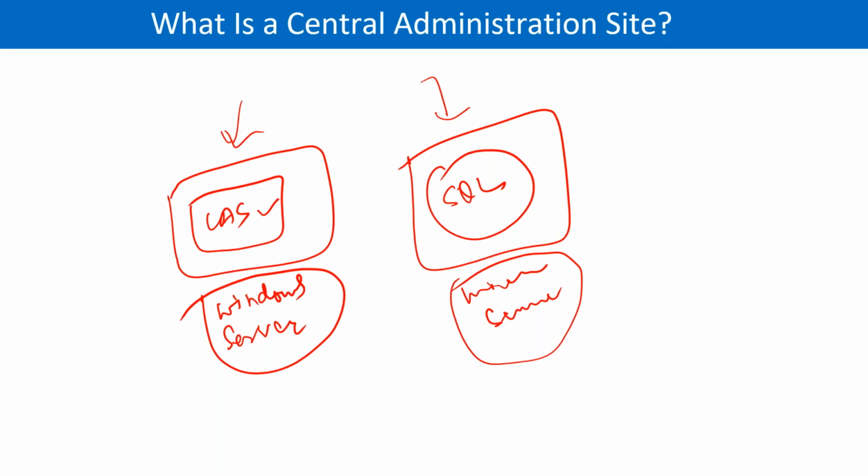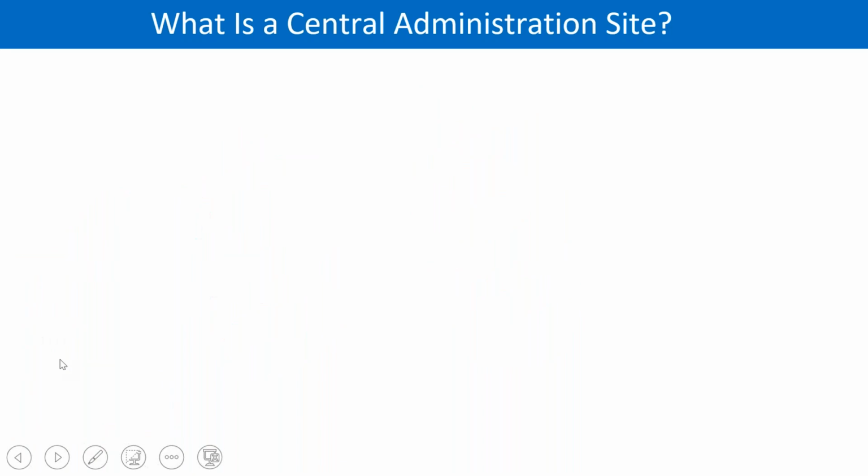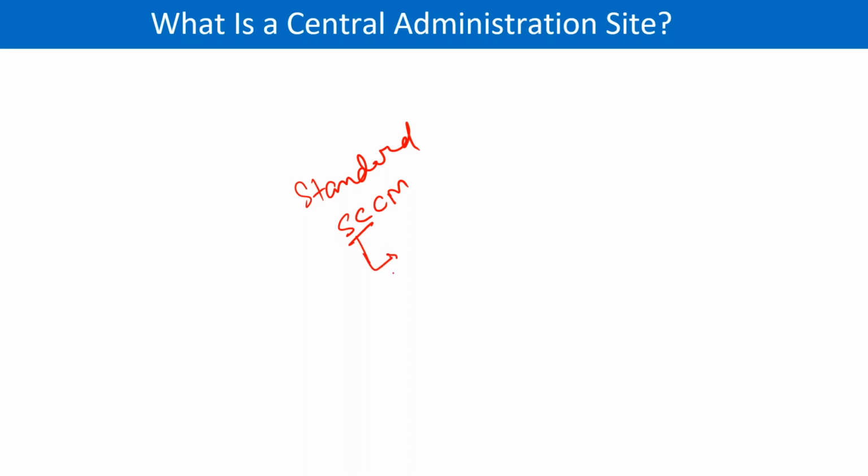Okay, any other question? Sir, how is licensing done in SCCM? Is it based on devices or site-wise? Previously, we used to have two licenses, the Standard license and the Datacenter license. Standard means you get only SCCM. System Center is a suite, and inside System Center you had many products.